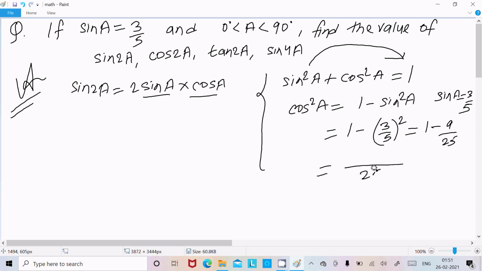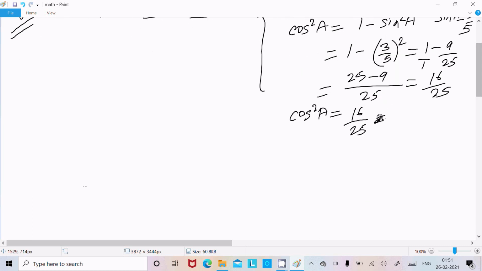So here 25, if you solve, take the LCM, it comes 25 minus 9. So here 16 by 25. So cos square A equal to 16 by 25. So if you take the root, cos A equal to root under 16 by 25. The value comes cos A equal to 4 by 5. Minus 4 by 5, I will not take this, only cos A equal to 4 by 5.